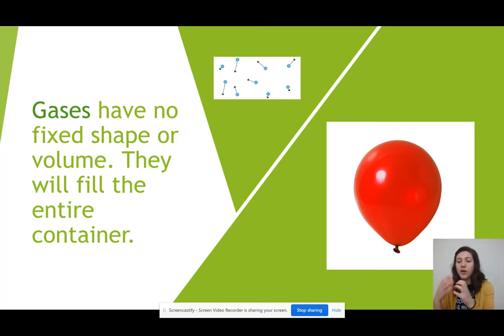If I was to blow air into the balloon, I'm blowing gas. However, have you ever popped a balloon? As I'm blowing it, the balloon's going to continue to grow, and it's going to continue to keep trying to fill that entire container. There's never going to be a lack of gas, right? I can continue to blow air into the balloon, but eventually the balloon will pop because it can no longer hold the amount of gas.